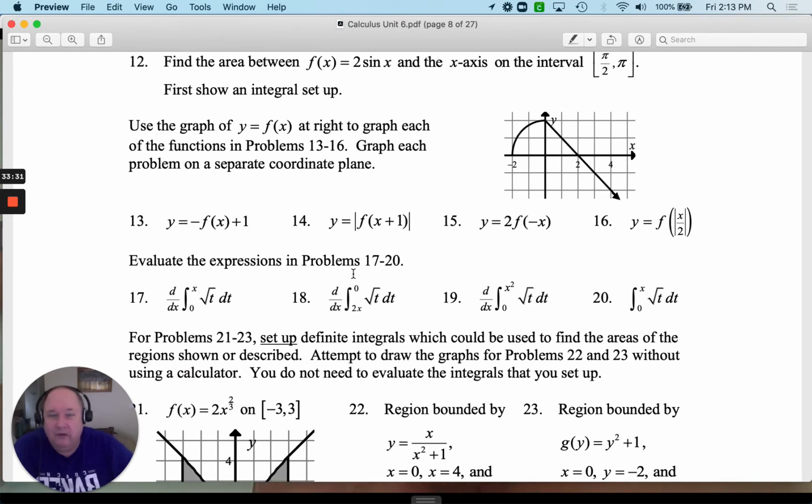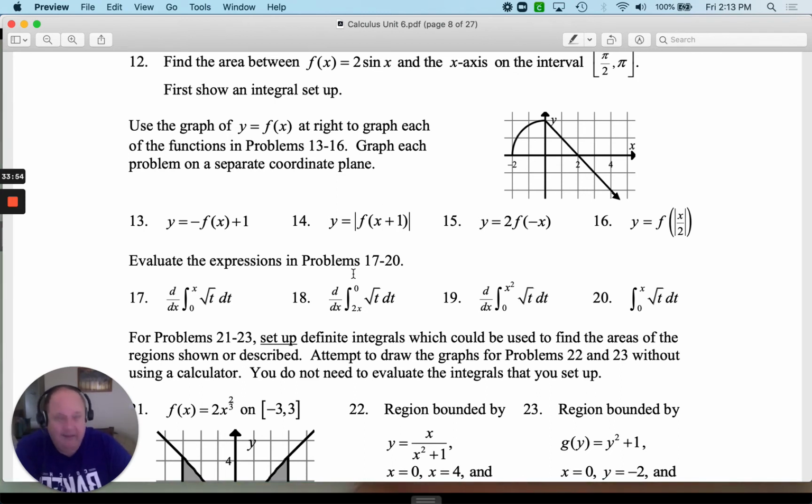All right, use the graph of y equals f of x at right to graph each of the functions from problems 13 to 16. So this is not even calculus, it's just practicing transformational stuff. So let's see if we can do that. So in number 13, it's y equals negative f of x plus 1.